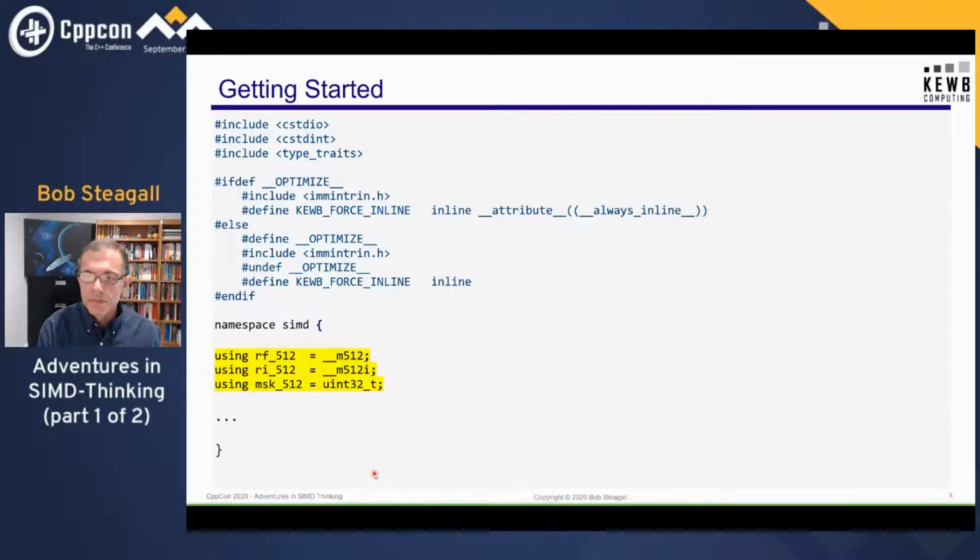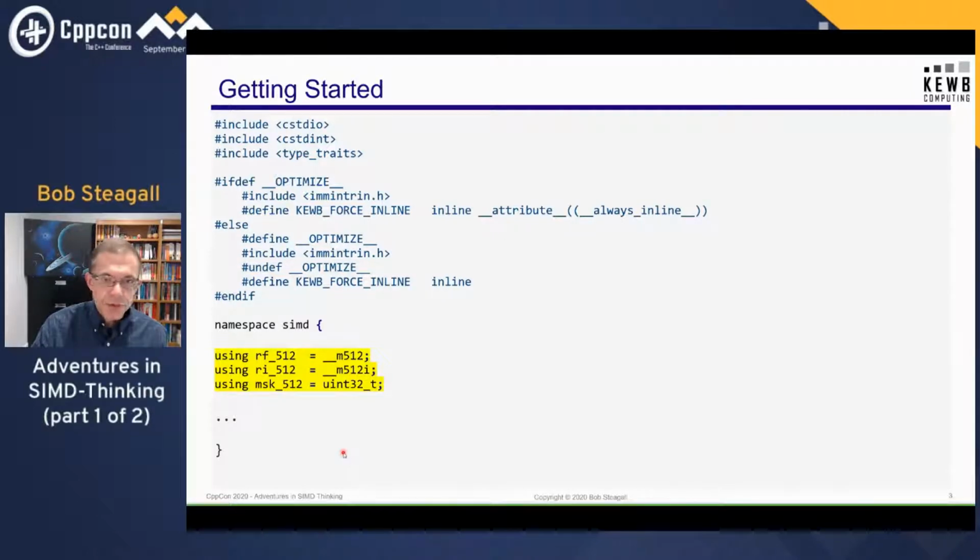So let's get started. These are just some fundamental definitions that are part of what we're going to use here. We really don't need much. We need facilities from C_IO, which I use for debugging. We need the standard it definitions, and we need some things out of type traits. Otherwise, we're going to include the immintrin.h header file, and when we're building in optimized mode, we're going to tell the compiler to force it to inline. Otherwise, if we're building in debug mode, we'll just use ordinary inlining.